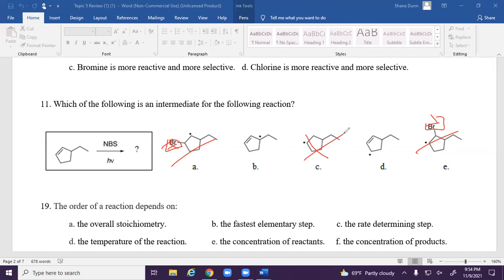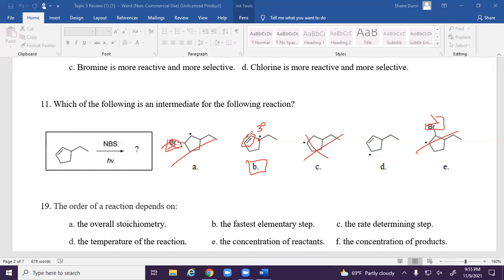B. Why? Because it's on a carbon that's outside of the ring. Well, yes, but it's on a tertiary carbon, correct? Yeah, but also near an allylic. It's allylic and tertiary. That's what I was trying to say. Yep. So it's allylic and tertiary. Very, very, very important.